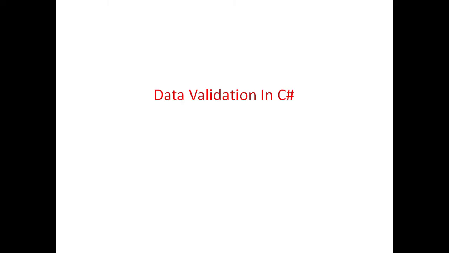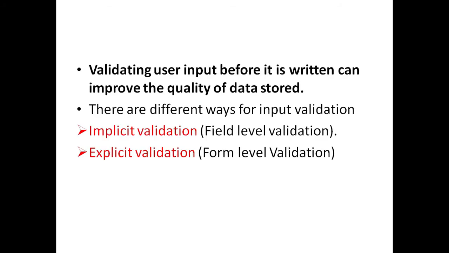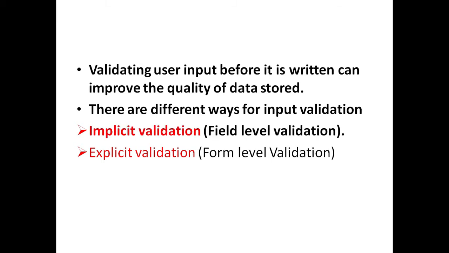Here we will see data validation in C Sharp. Validating user input before it is written can improve the quality of data stored. There are different ways for input validation. One is implicit validation, which is also known as field level validation, and another is explicit validation, which is also known as form level validation.